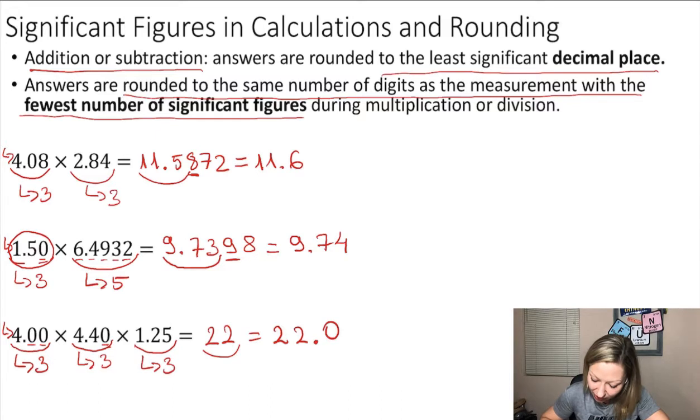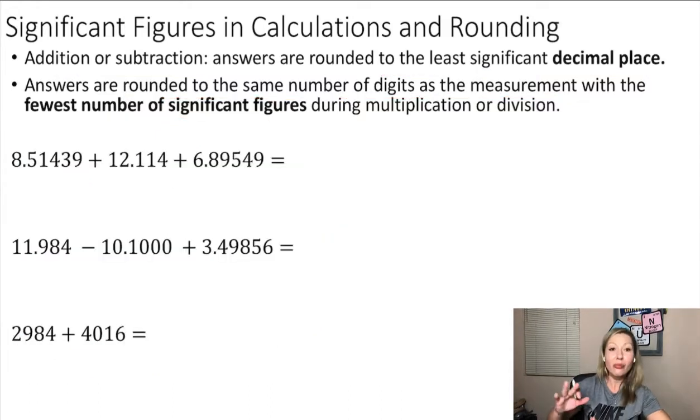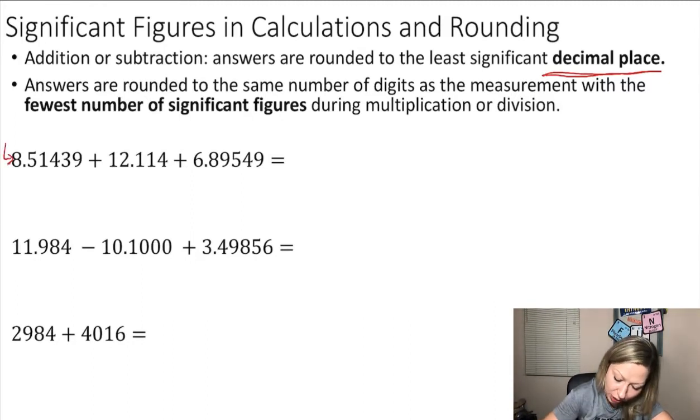All right, let's do a couple more examples. Let's look at subtraction and addition. So we know that in this case, we have to round to the least significant decimal place, okay? Least significant decimal place. So let's take a look at our first example. If you do this calculation, you are going to get 22.5238.